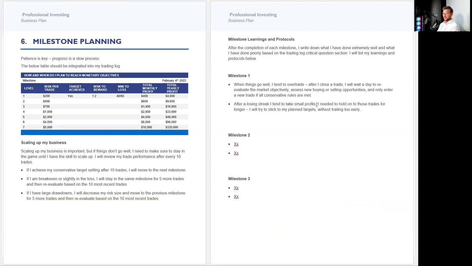So then what we can do, for example, is put in place some rules that state, well, I needed to hold on to those trades for longer. I will try to stick to my planned targets without trailing too early. And you will put in trailing rules, based on my trading rules later on, that will fit your log and your level of skill.